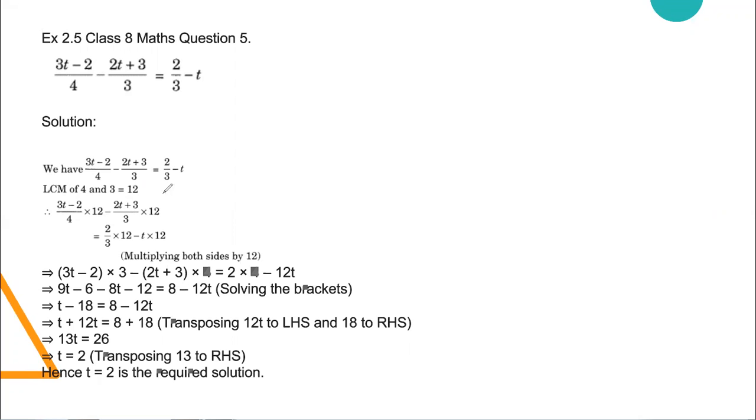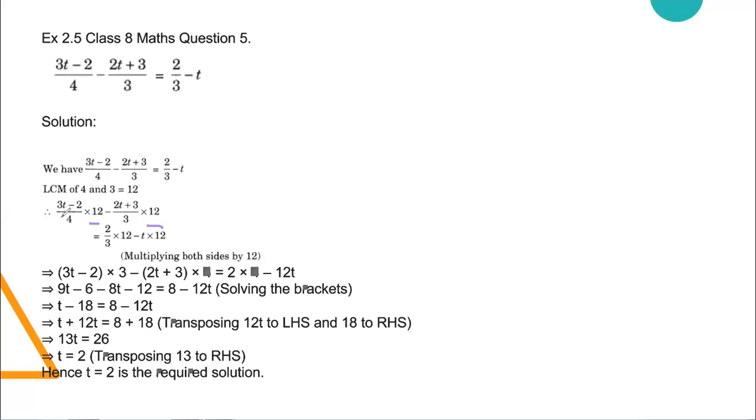and RHS, right? So you have to multiply each and every rational number by 12. When I do that, your step will be as it is written over here, right? As you can see. Now let us solve the LHS part first. So in the LHS part, I have (3t minus 2)/4 multiplied with 12 and minus (2t plus 3)/3 multiplied with 12, right?